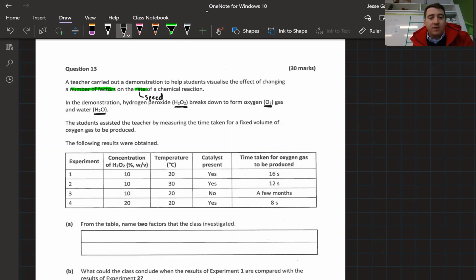It says here then the students assisted the teacher by measuring the time taken for a fixed volume of oxygen gas to be produced. And the following results were obtained. Now we've got a table, and it's important that we learn and practice how to read this table. So the first thing here is that there are 4 versions of the experiment. So we did 4 different experiments, and in each experiment, some of the factors that affect chemical reactions were changed.